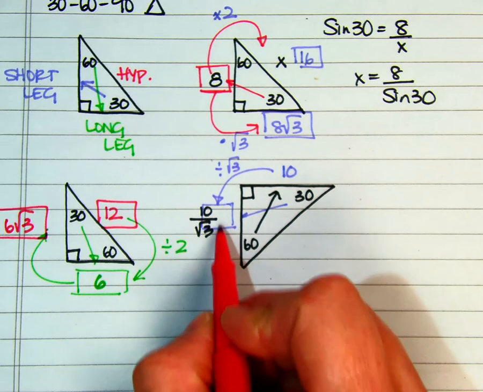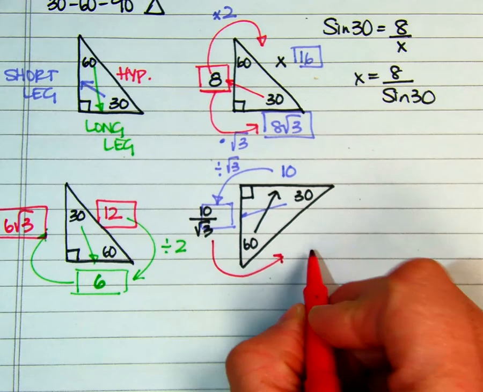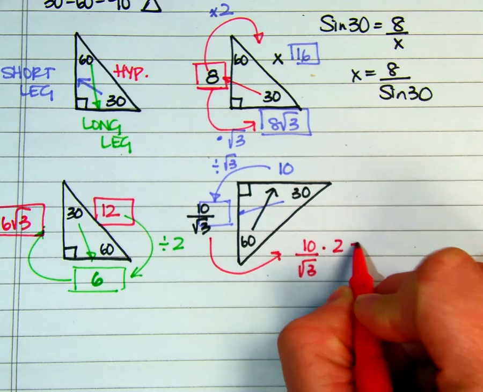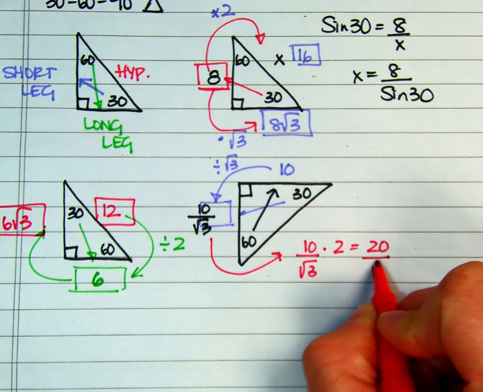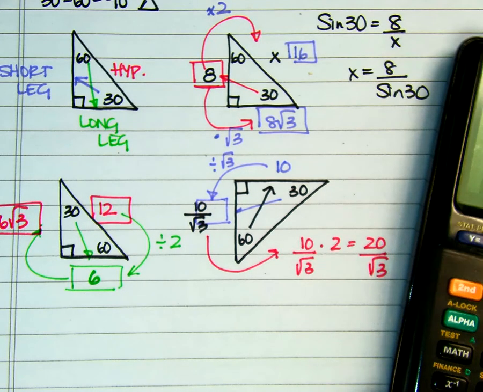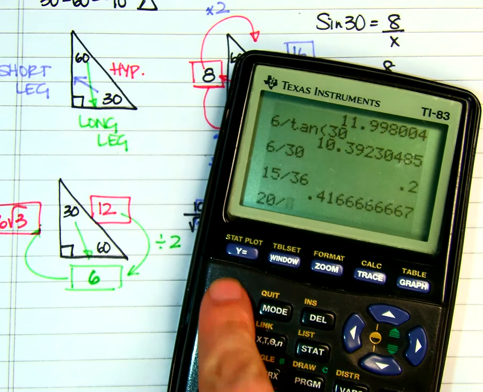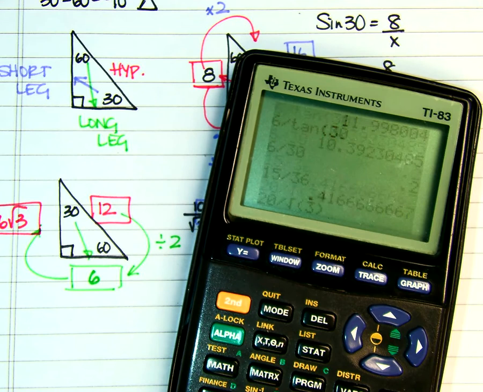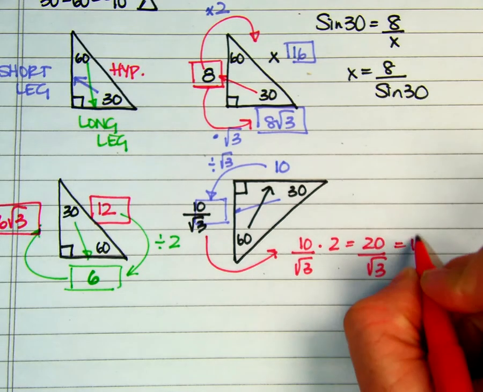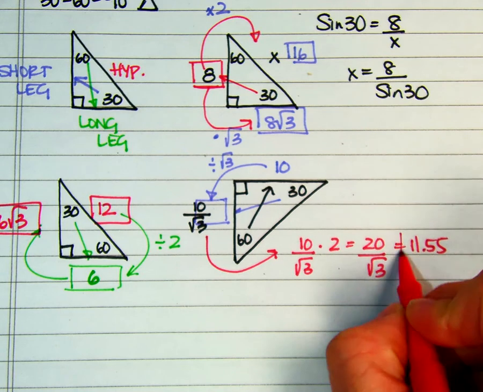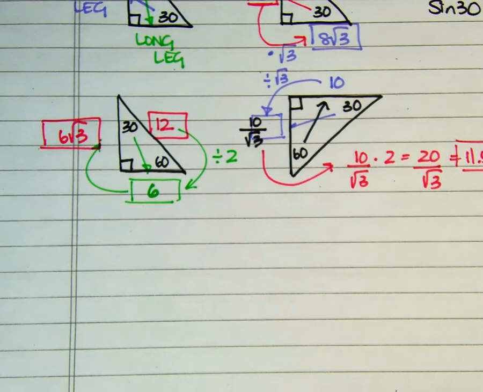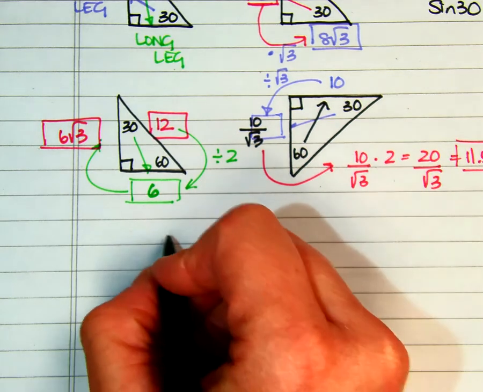So I have the short leg to go to the hypotenuse. Same thing, I'm going to have to take it times 2. So I get 20 divided by radical 3, and again I'd put that in my calculator. 20 divided by square root of 3 and get 11.55. And I'm done. So let's do a quick refresher, if you will.